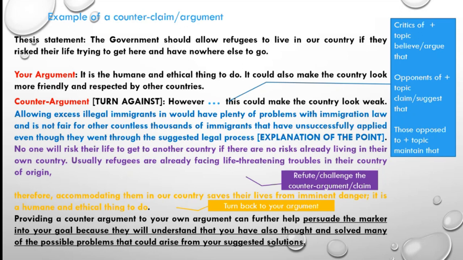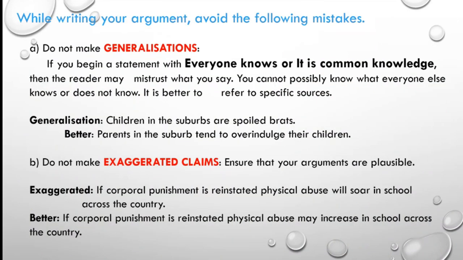All right, so I'm hoping that we'll put together a counter argument at some stage during this presentation. The other things that we needed to avoid are writings that use generalizations that everyone knows, or it is common knowledge that children in suburbs are spoiled brats. That's a generalized statement. It's better to say that parents in suburbs tend to overindulge their children.